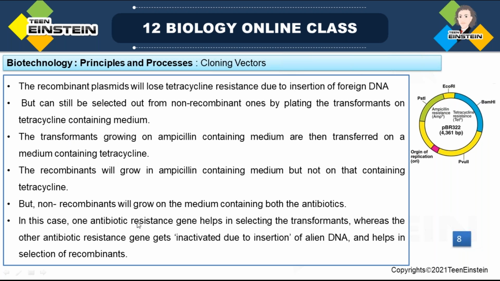Sometimes the recombinant plasmid will lose the tetracycline resistance due to the insertion of the foreign DNA. Then we can separate the non-recombinants and recombinants. How can we separate them? By plating the transformants on a tetracycline-containing medium, a medium containing the antibiotic tetracycline. By that plating method, we can make out the transformants.